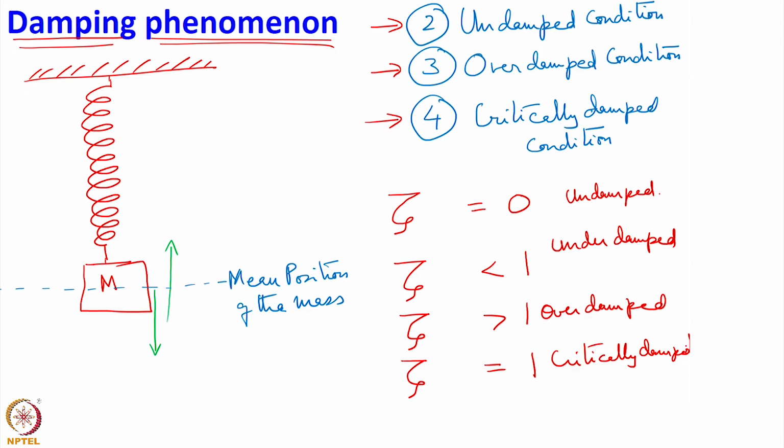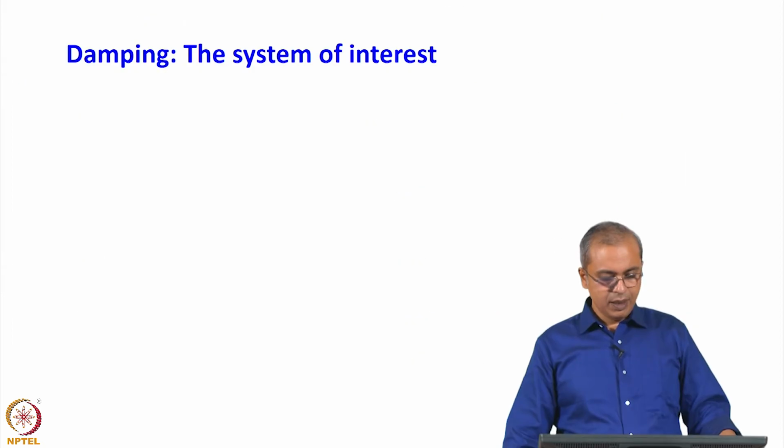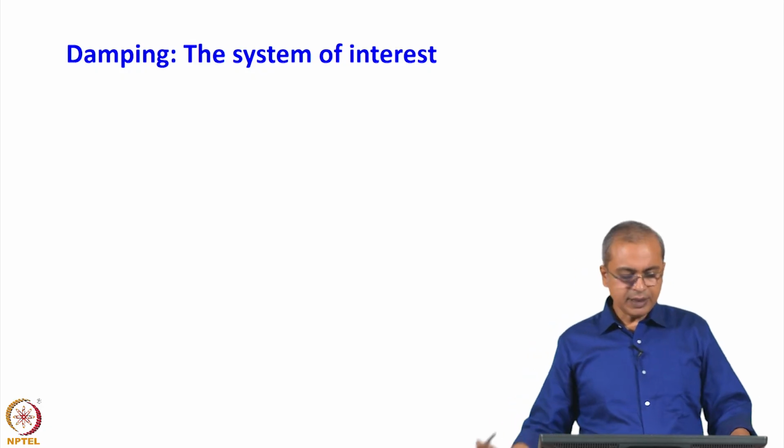So this is the variation that you have with respect to damping, and we would like to see any new material we make for damping purposes. We want to study it, understand what has happened with respect to damping, and try to improve the extent to which it is getting damped. Okay. So what is our system of interest?